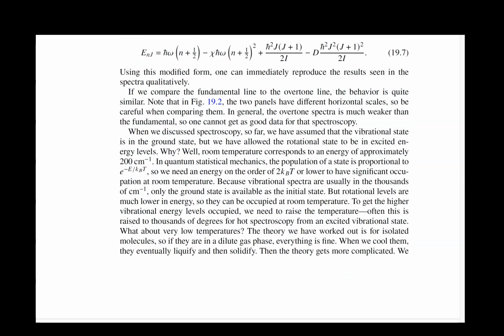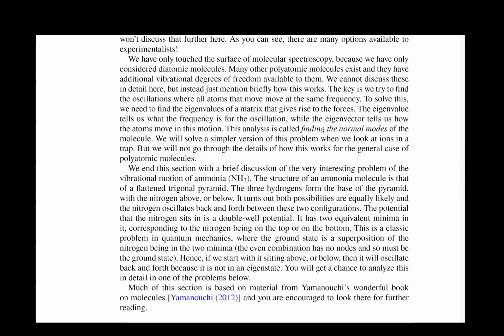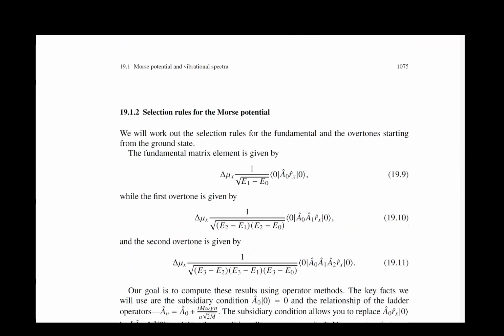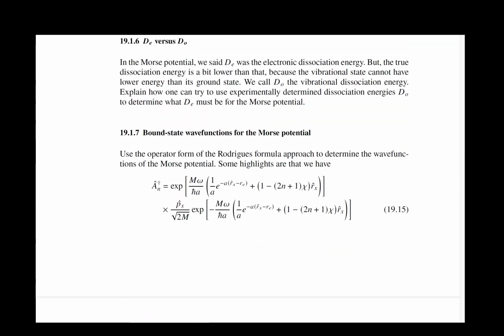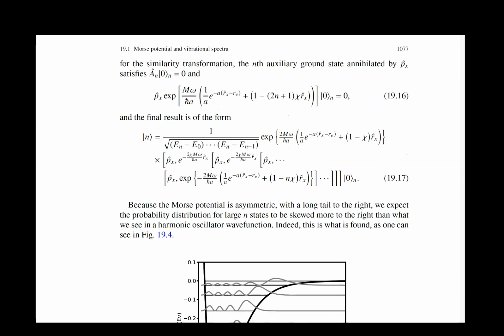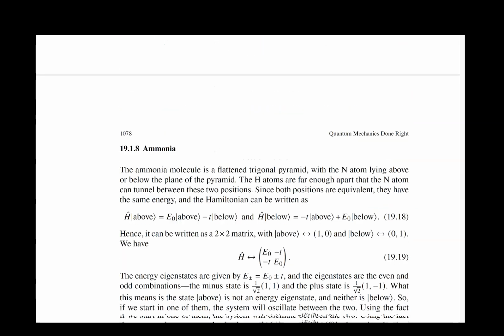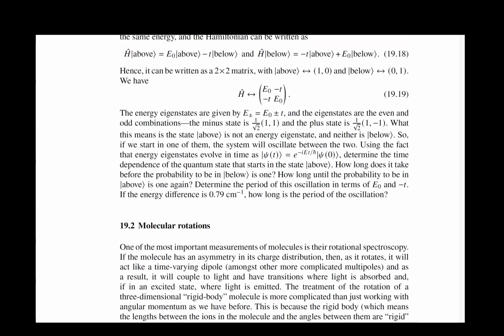Because it's Rovibrational spectroscopy, there's a rotational transition in addition to the vibrational transition, and so we go through those details as well. We carefully use the factorization method to tell us about the selection rules. And we have a number of other interesting problems that are related to the Morse potential, including calculating the wave functions for the Morse potential. There's also a very famous problem that appears in nearly all quantum mechanics textbooks about ammonia, and so I don't disappoint, I put that problem in here as well.